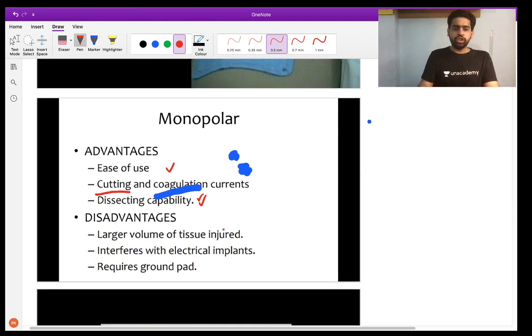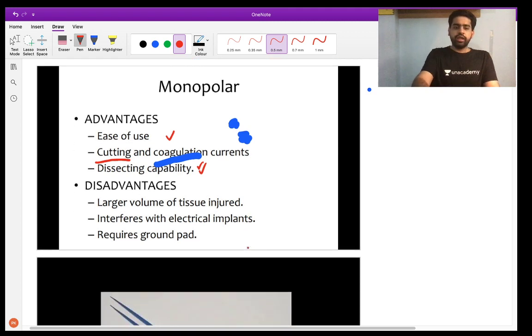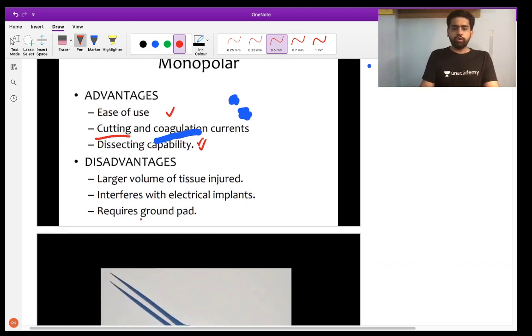What are the disadvantages? A large volume of tissue is injured, that is fine. It interferes with electric implants. If the patient has a pacemaker or any other electric implant in the body, it might interfere with the signals of that. Another thing is it requires the ground pad. What do we mean by ground pad? The patient pad. So this is about the monopolar Quadtree.